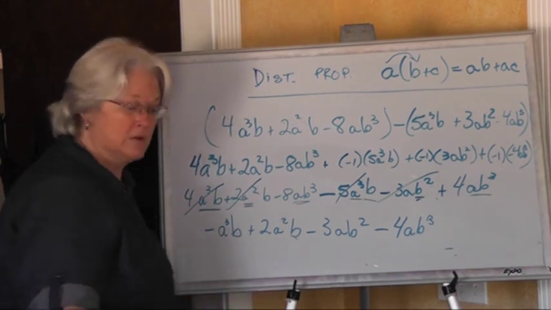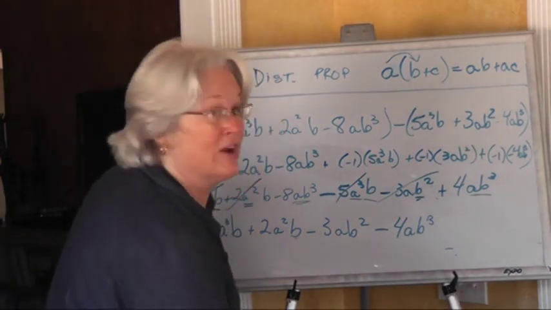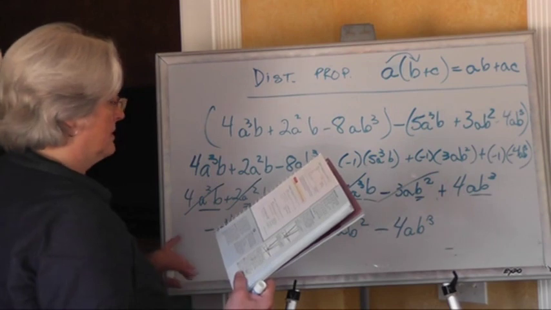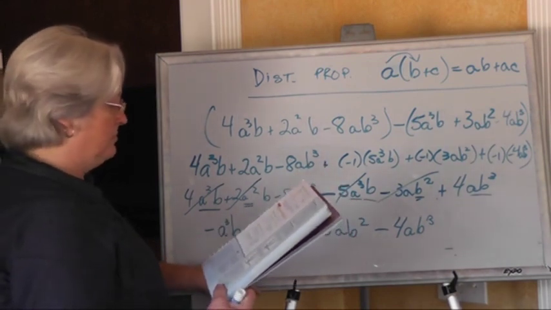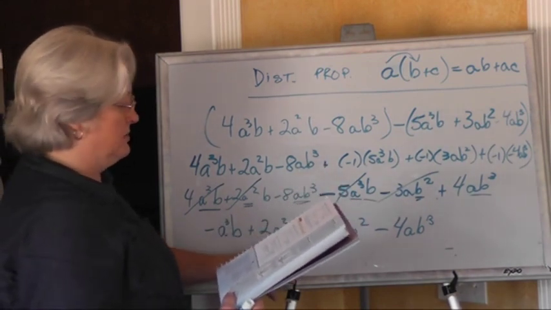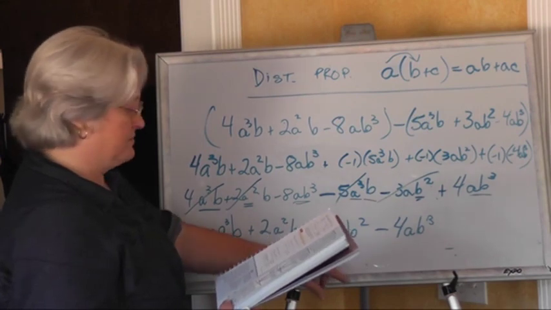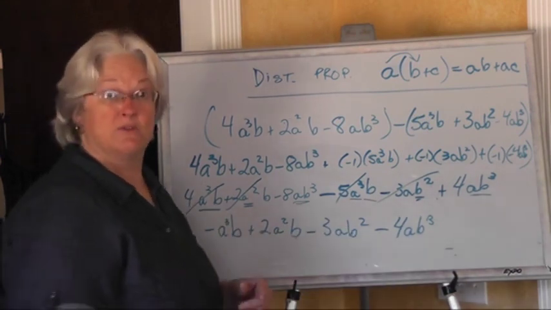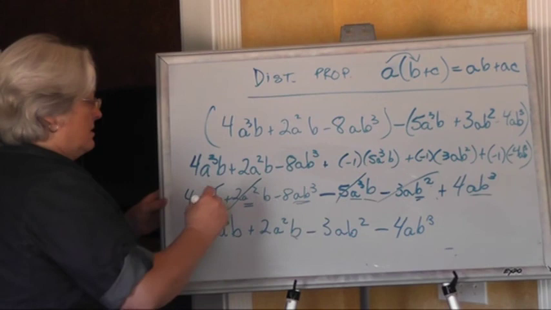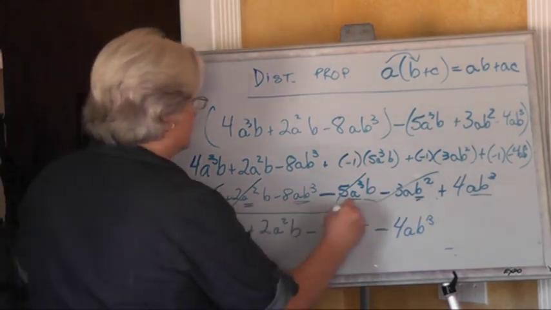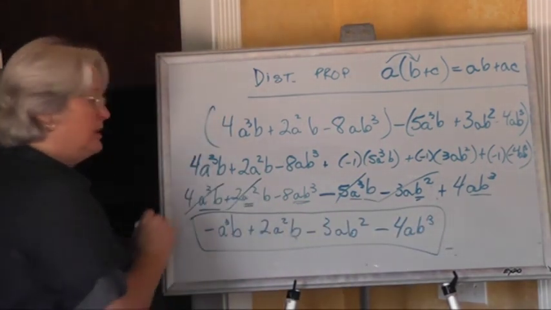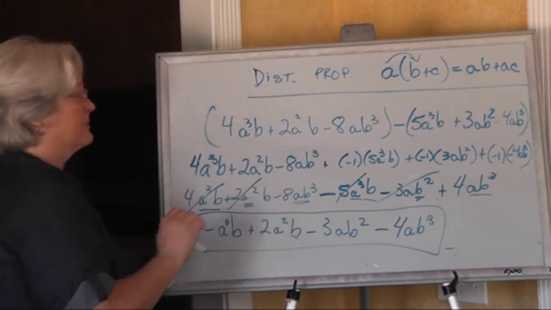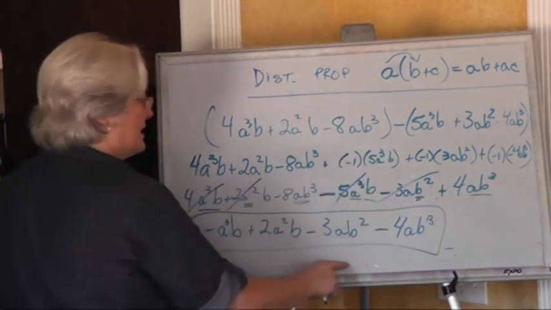Let's go ahead and see if I've gotten the same answer. Minus a cubed b plus 2a squared b minus 3ab squared minus 4ab cubed. This is the end because you have no more like terms that you can combine. You have distributed the negative sign.